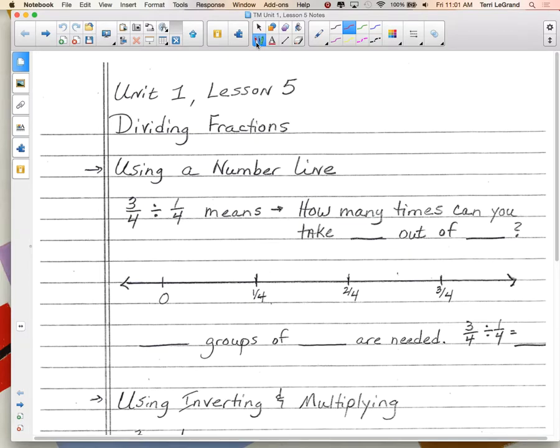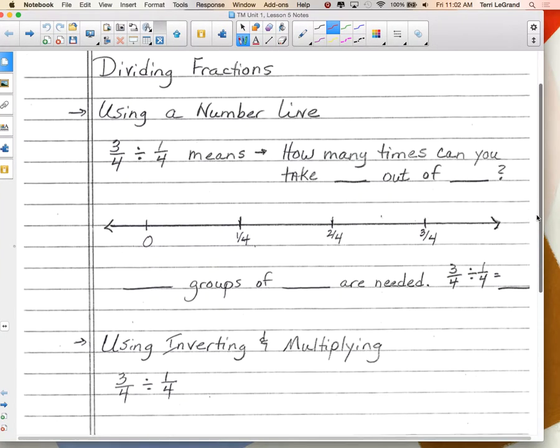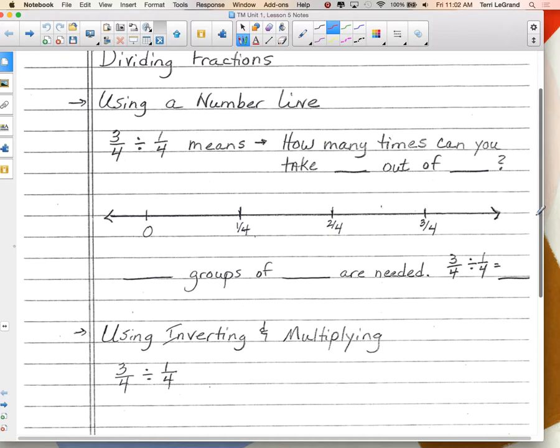Our learning goal today, as we move on now after our quiz, we're into lesson 5, is I can divide fractions and simplify the answer. Okay, so the first thing we're going to do is dividing with a number line. Now the number line is handy especially when we're dividing fractions that are fair shares.